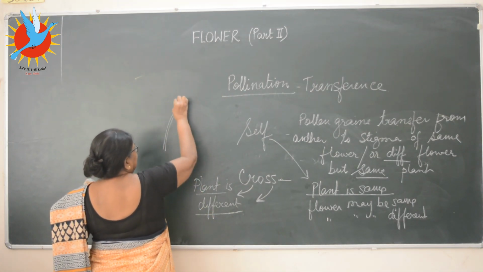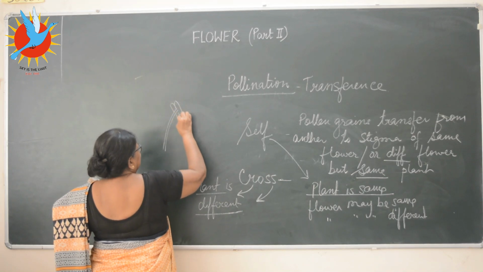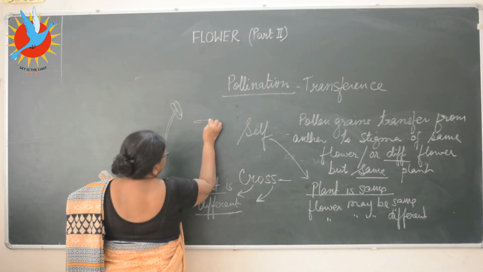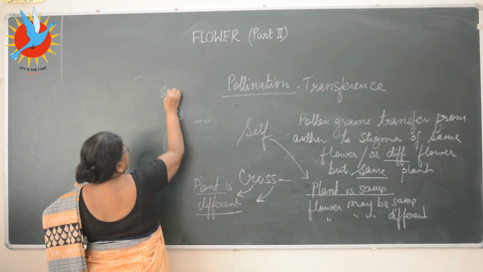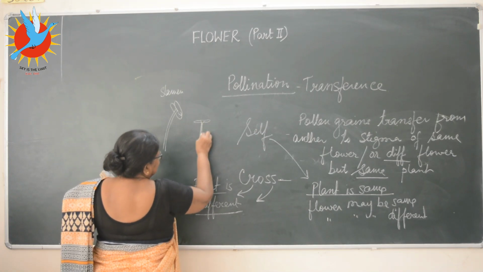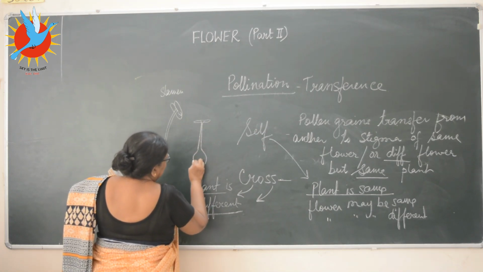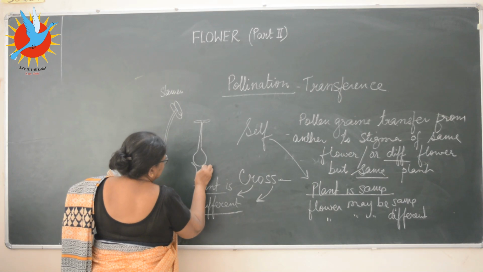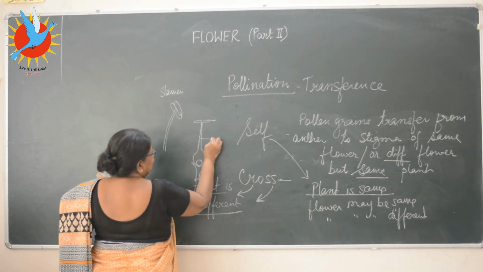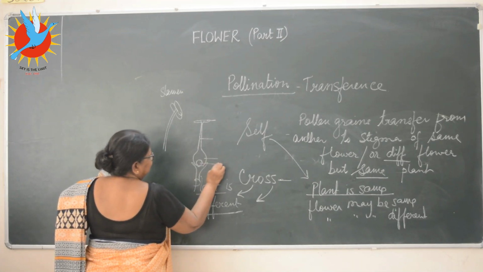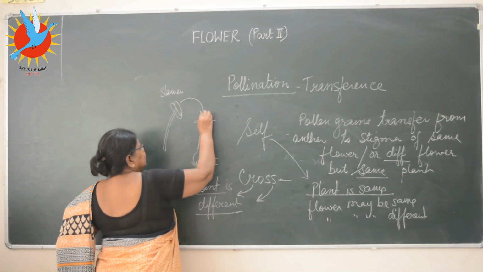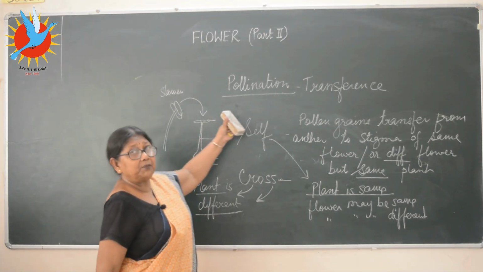Just quickly, this is the anther and filament. This is the stamen you have done. And this is the stigma, style and ovary with ovule inside, which you have done. So pollen grains from here, transferring to the stigma, that is pollination.